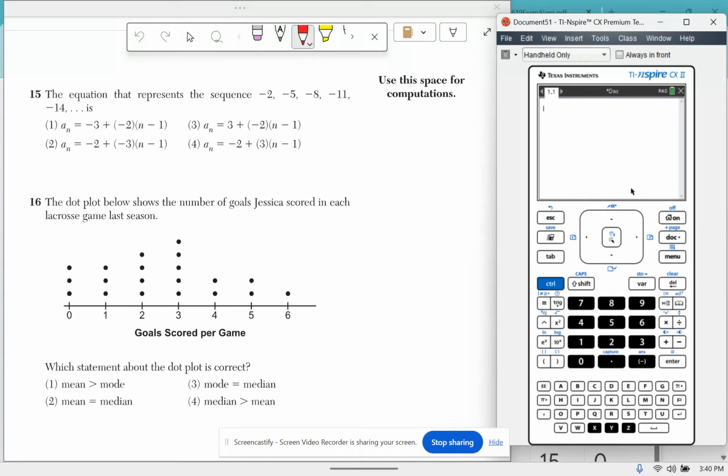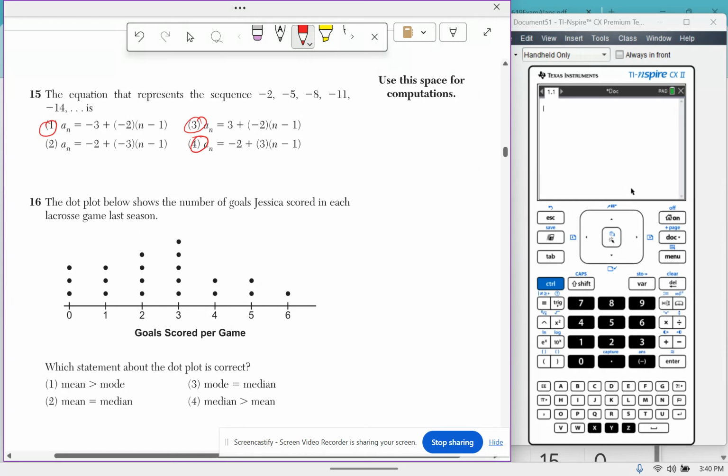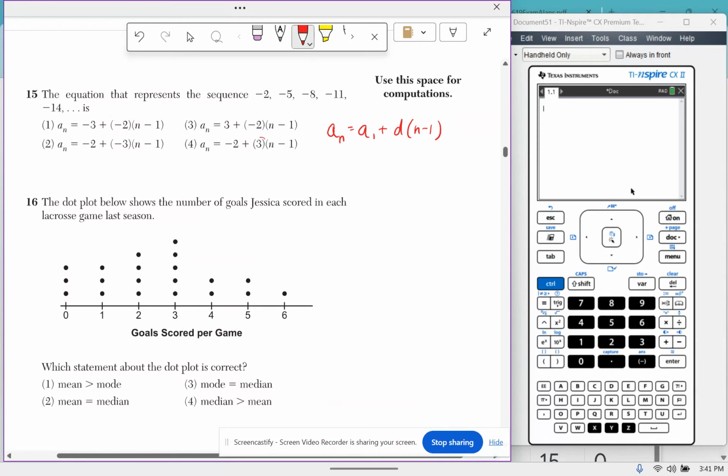Question 15. The equation that represents the sequence -2, -5, -8, -11, -14 is... Okay, so it looks like it's arithmetic because all of these are following the structure of an arithmetic sequence formula. So that looks like a sub n is equal to a sub 1 plus d times n minus 1. So if we just figure out what the common difference is, we can pick our answer choice and determine which one is correct.